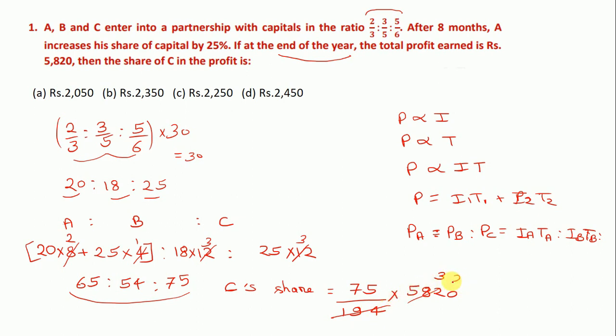So it will be 30. So multiply 30 with 75. 5 into 3 is equal to 15. 7 into 3 is equal to 21 plus 1, 22, and 0 as it is. So 2250 will be your answer. Option C is the correct answer.